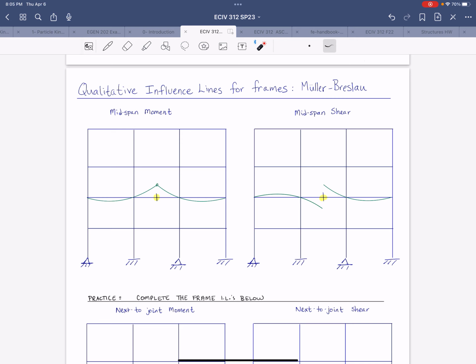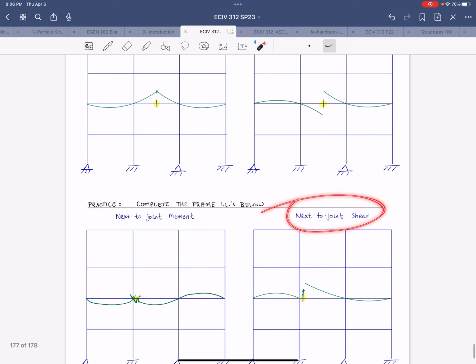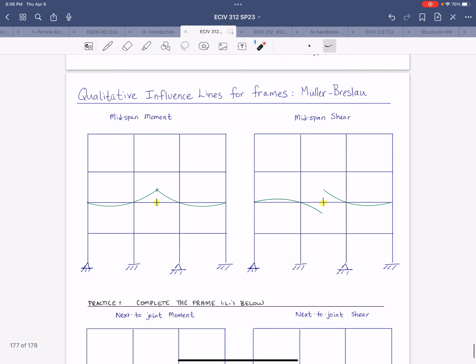All right, now bonus, we have qualitative influence lines for frames. So this is also touched on in your textbook. Basically, with frames, you start off the same way. Depending on what response you're looking at, you'll probably have a mid-span moment or a mid-span shear. We probably won't do reactions because that would be just similar to next to joint shear. That would be kind of the same thing there, or very similar anyway.